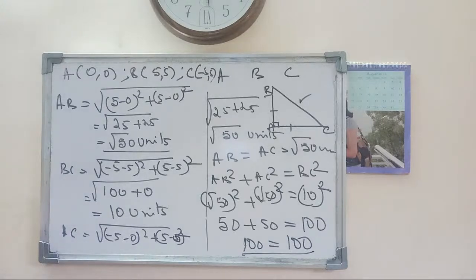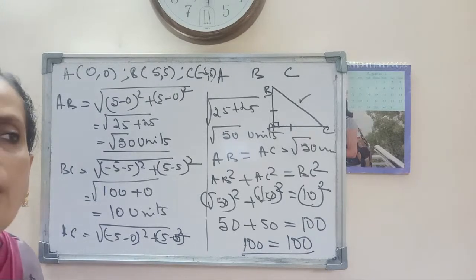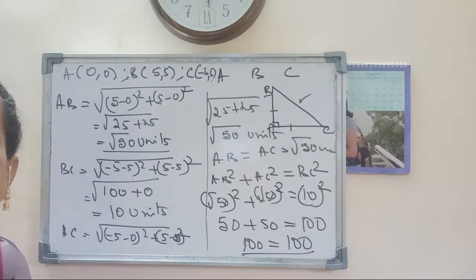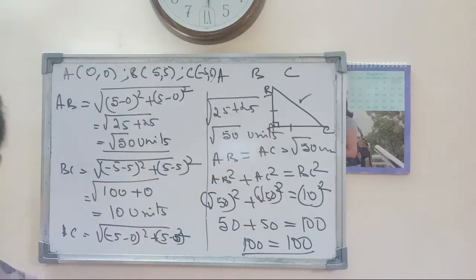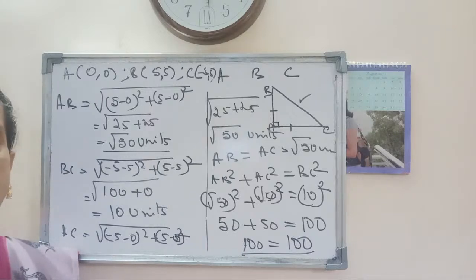That means they are the vertices of a right isosceles triangle. In the beginning, we cannot guess which is the right angle. After getting the values, we can show that it is right angled at A, and AB and AC are two equal sides, and BC is its hypotenuse. Yes, it's clear to everybody.